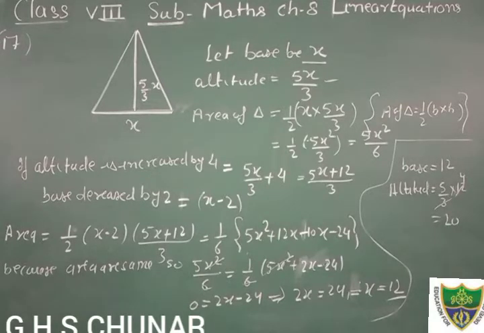Again, when base decreases by 2, that is 10, and altitude increases by 4, that is 24. 24 into 10, 240 divided by 2, that is 120. So your answer is right. You note it.